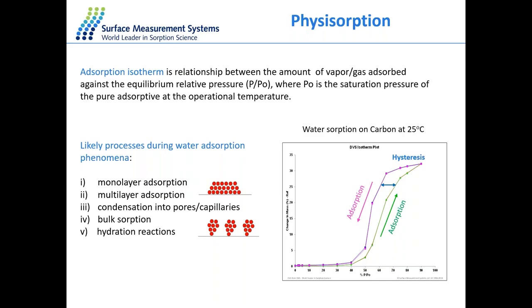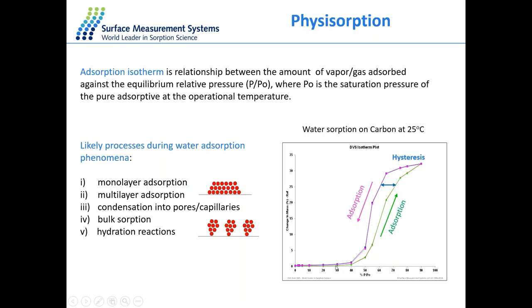Now, during this adsorption process, in this case we look at water adsorption on carbon, several phenomena can occur. We can have monolayer adsorption, multilayer adsorption, condensation into pores, bulk absorption, and hydration reaction. Here we look at the type 4 adsorption isotherms. Now, this is 2 cycles.